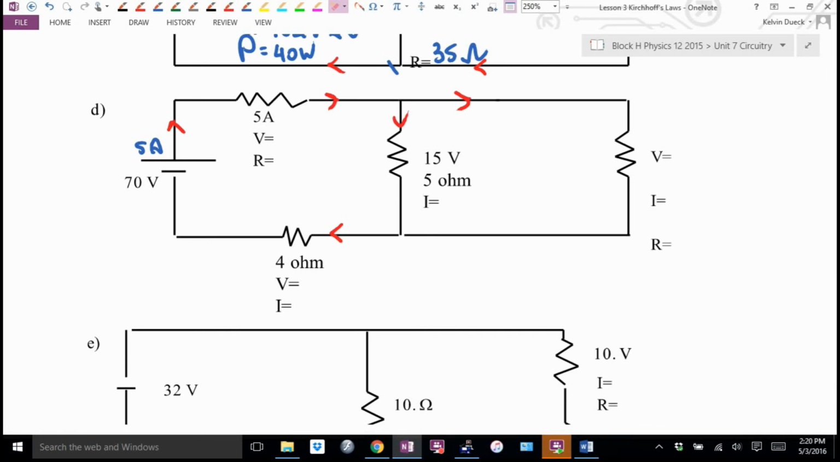I have no idea if you guys are wondering how do I find it. It's V equals I times R, so I equals V over R, yes? 15 divided by 5, yes? How many amps? 3. How many amps over on the other path? 2. Right? How many amps down at the bottom here, Nick?